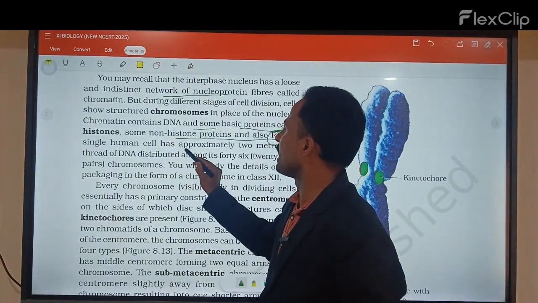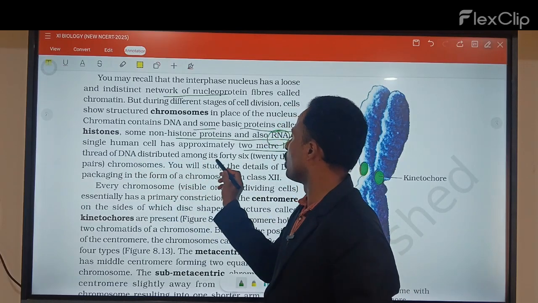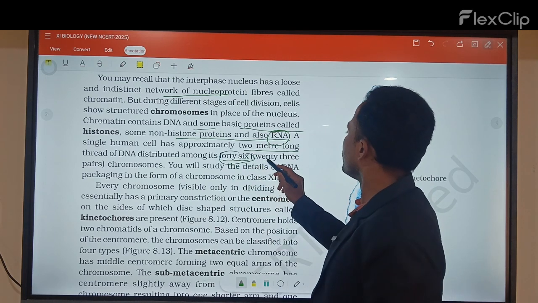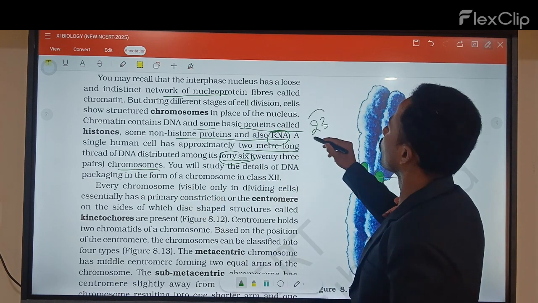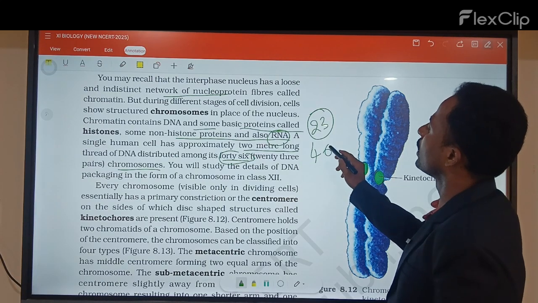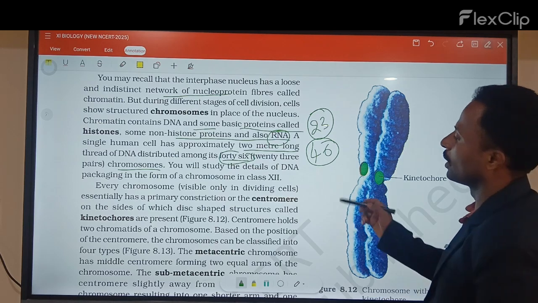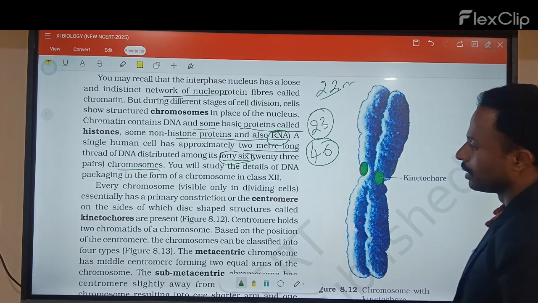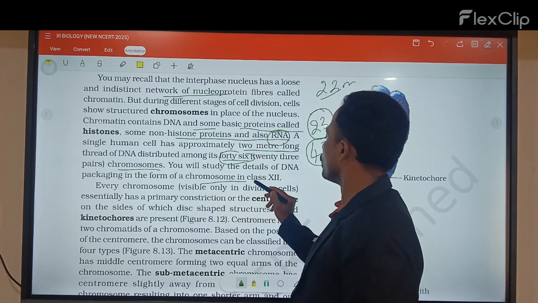A single human cell has approximately 2 meters of long thread-like DNA distributed along 46 chromosomes. There are 23 pairs of chromosomes present. 23 pairs means how many? 46 chromosomes are present. Around 2.2 meters of DNA is present. You will study the detailed DNA packing in the form of a chromosome in class 12.